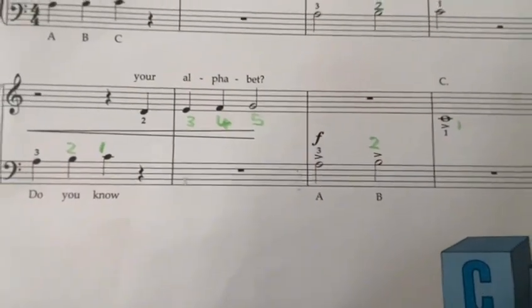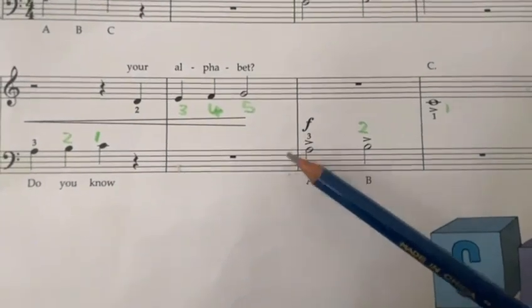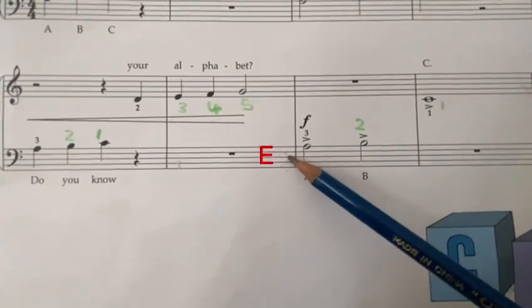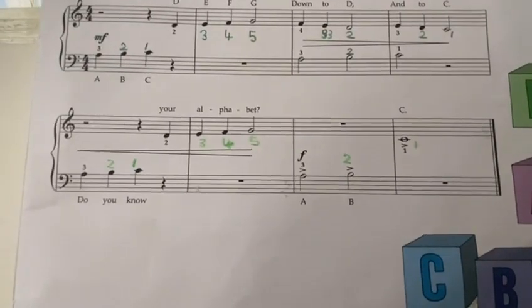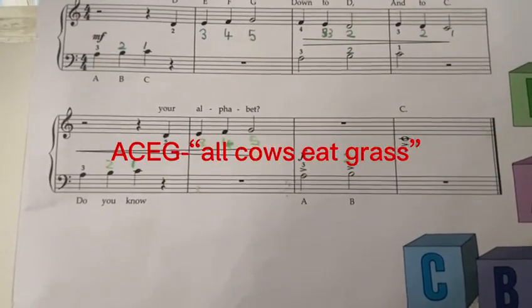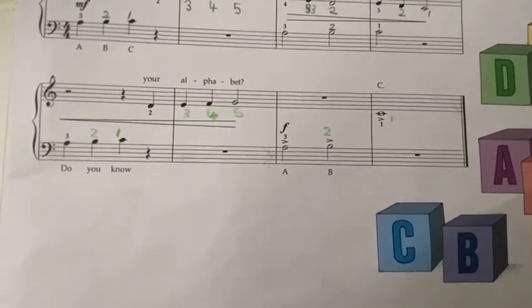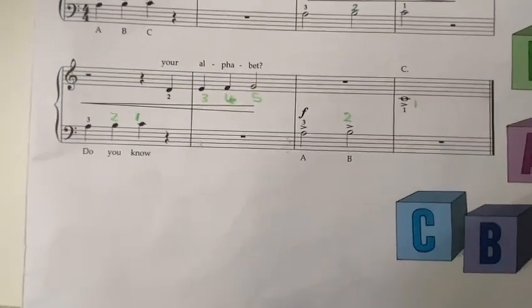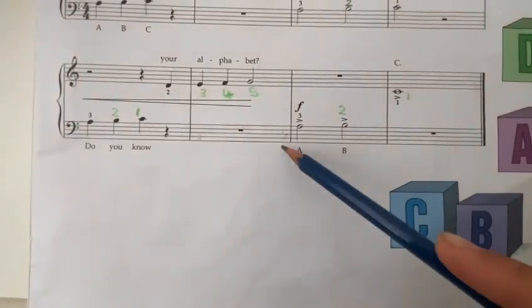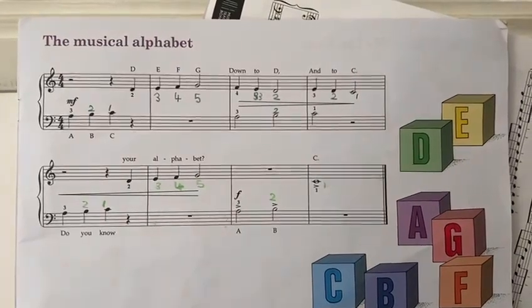The spaces have the letters A, C, E, and G. A phrase you can use is "all cows eat grass." So if I were to look for the letter C, I would look at the phrase "all cows." It's the second one, therefore it's going to be the second space. That is how you can read the bass clef.